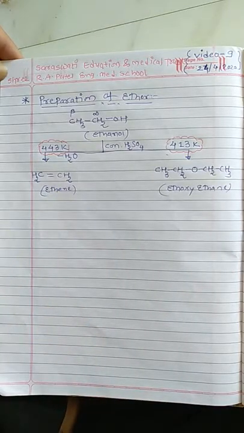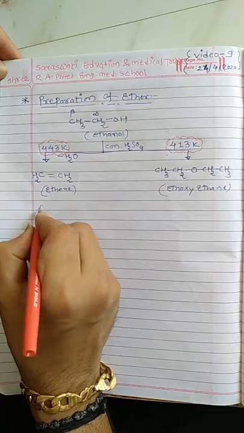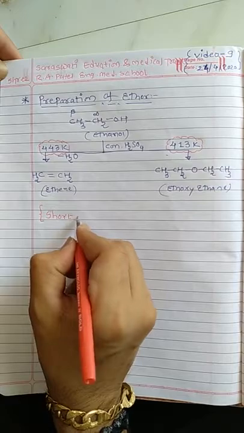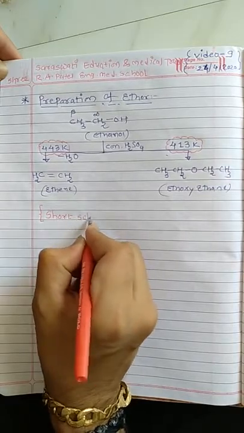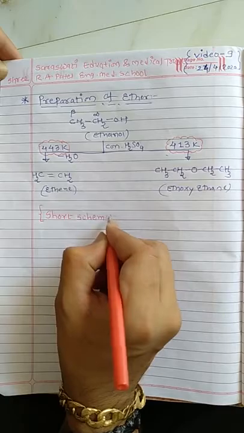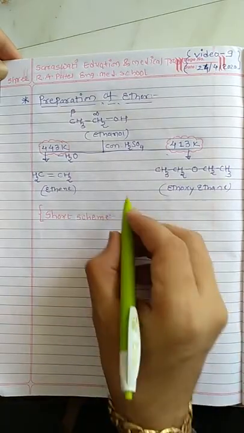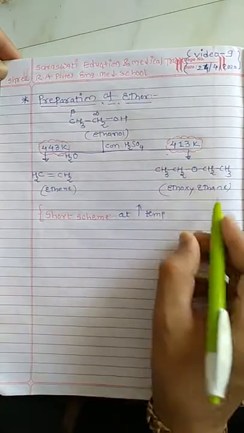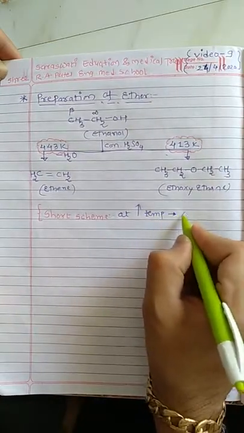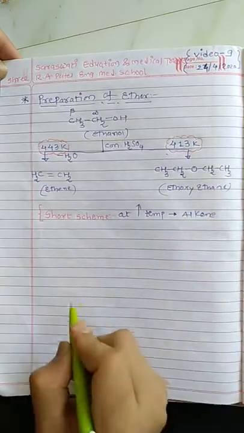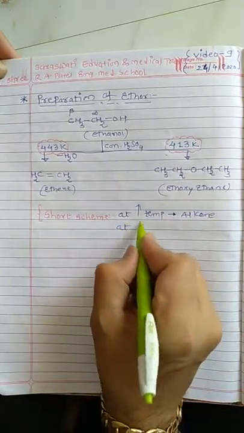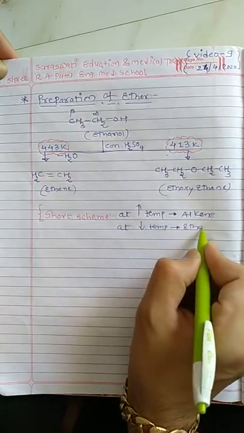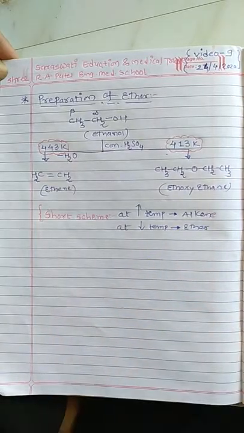So we have to mention a short scheme over here to remember. At higher temperature it will give alkene, and at lower temperature it will give ethers. So this is the short scheme that you have to remember.